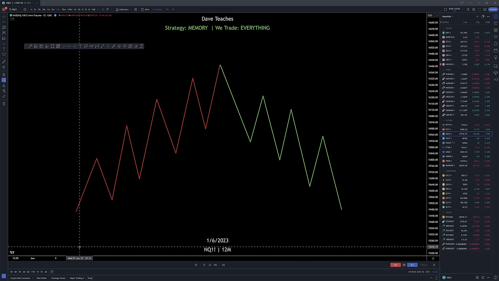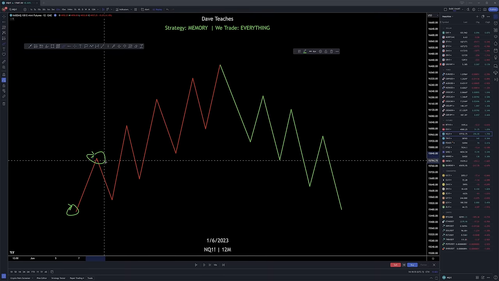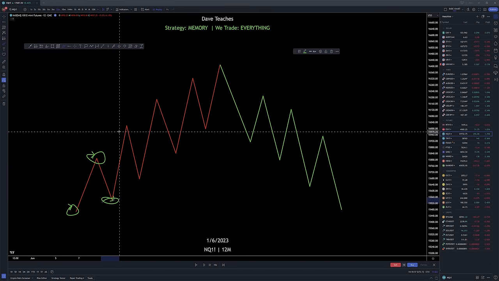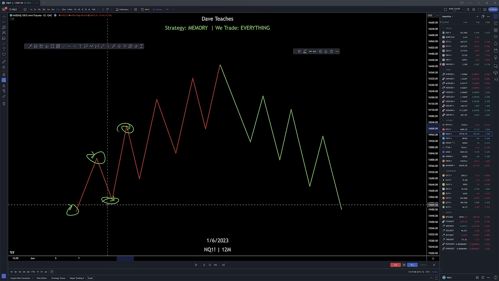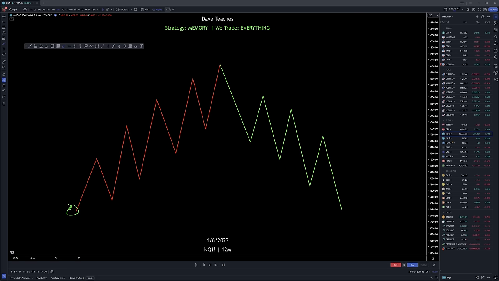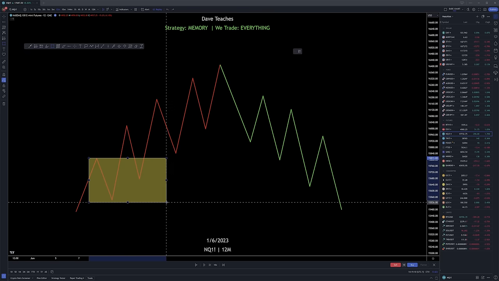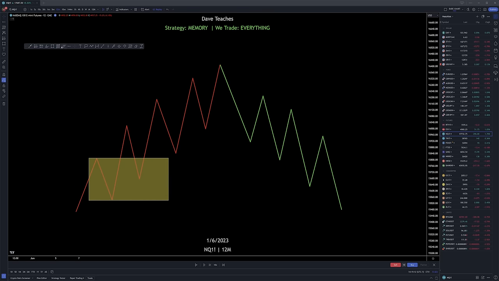DTFX is we have a high, we have a low. Sorry, we have a low, we have a high. We have another low, we have another high. When we put in that second high, what we have below us is what we call the previous range. What is the previous range?